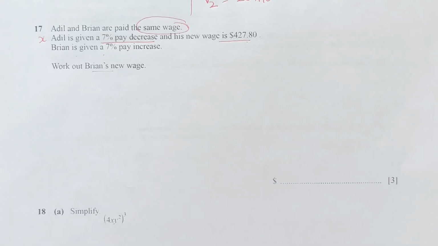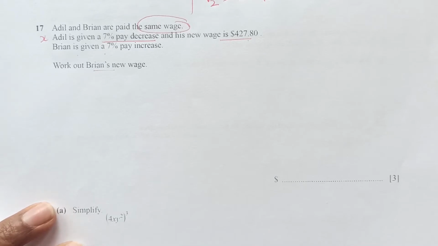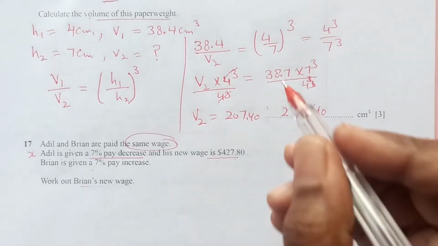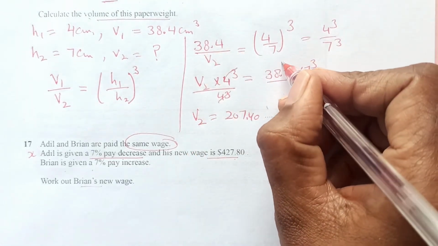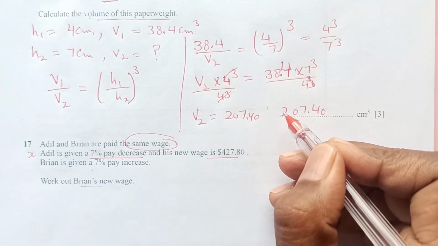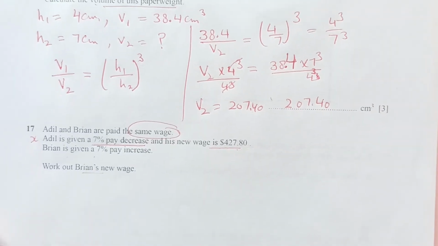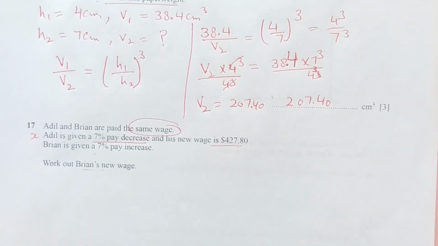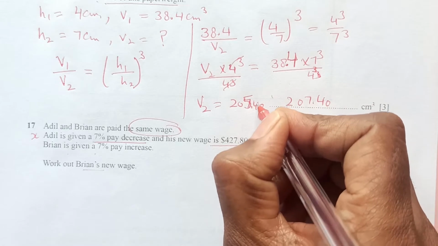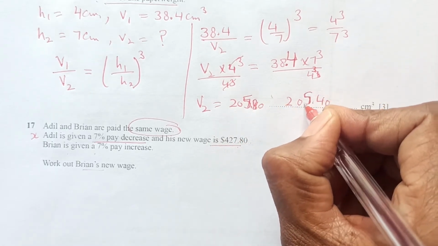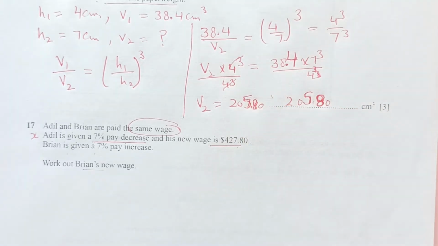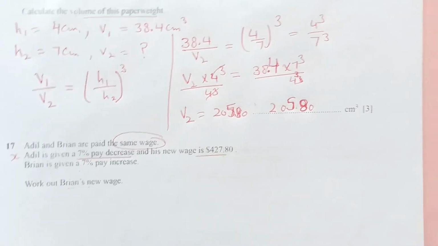Now I just spotted a mistake here in question number 16. Let me go back. Here this was 38.4. So 38.4. So this answer will change. This is coming to be, just calculate the same way. This is 205.8. Apologies for that. Okay, now let's go back to question number 17.